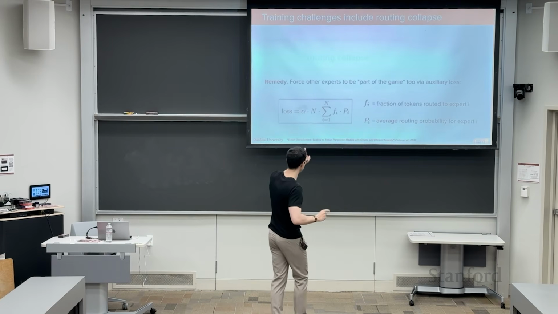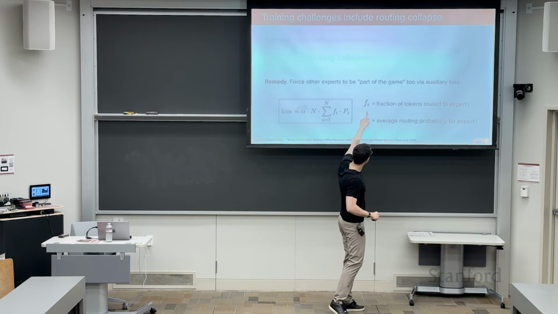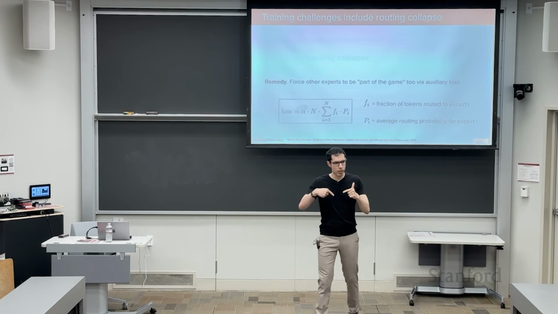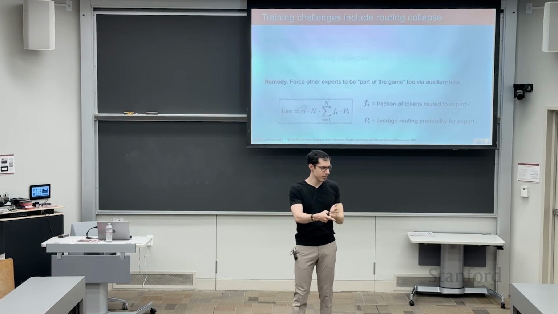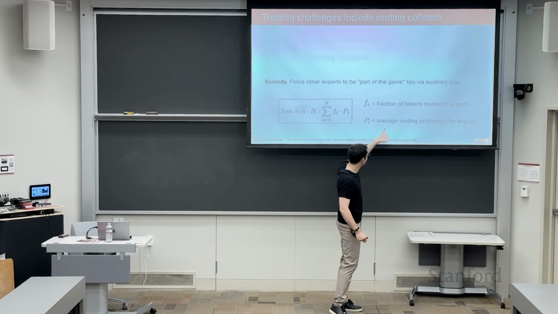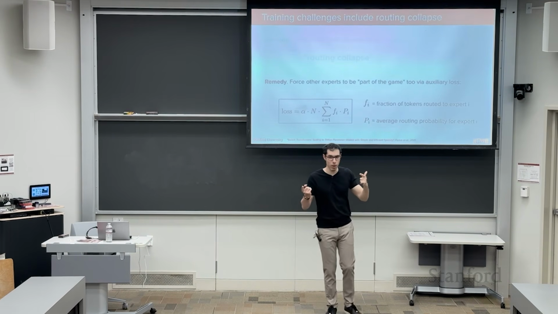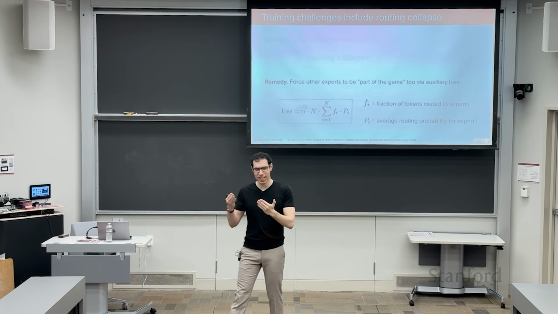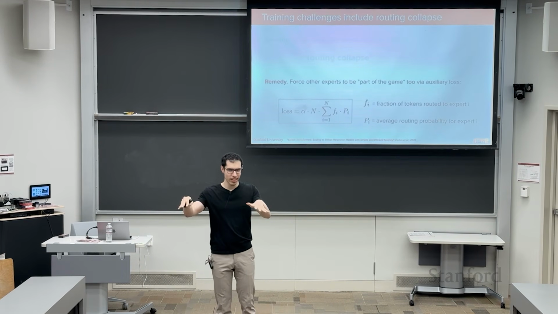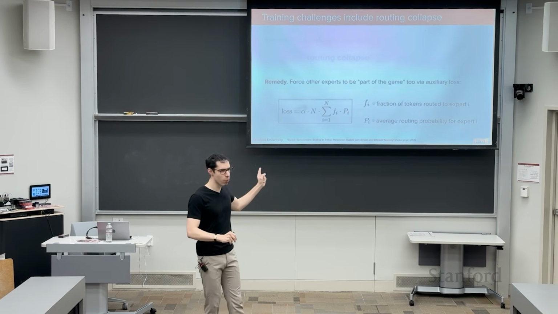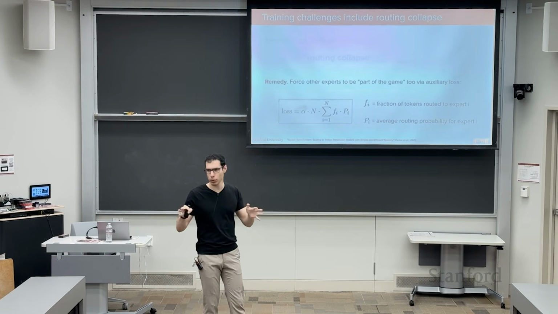So what are these quantities? Just as a reminder, f of i is the fraction of tokens that are routed to expert i, and p of i is the average routing probability for expert i. So when I say that all experts should be used kind of the same, what I'm saying is I want this probability to be kind of uniform across experts.